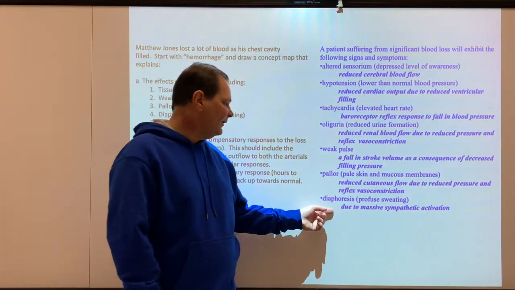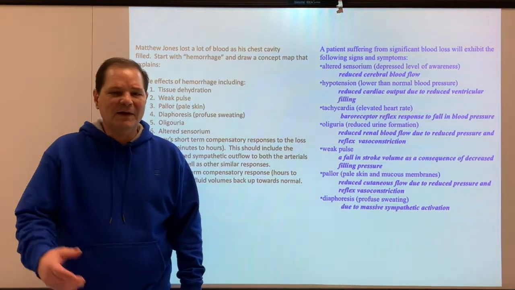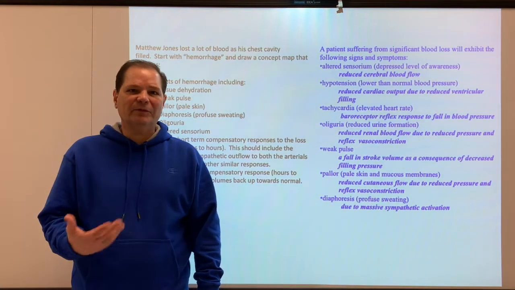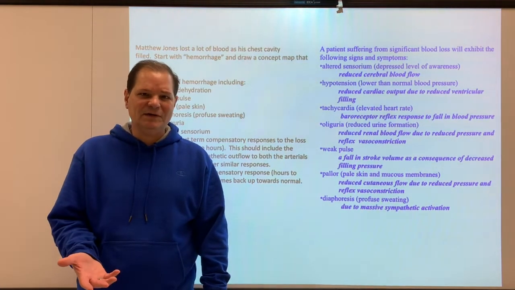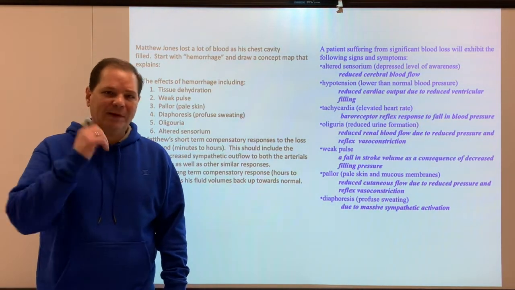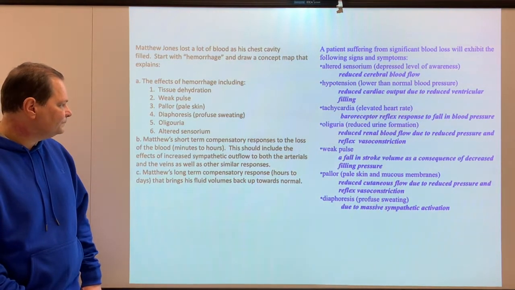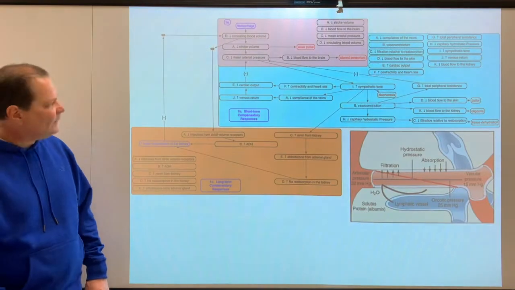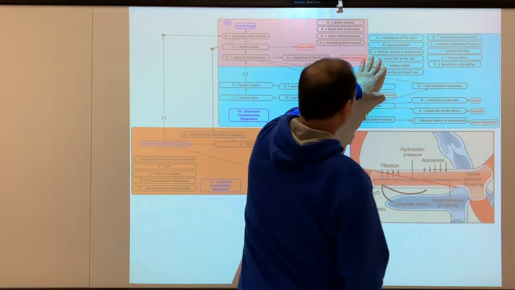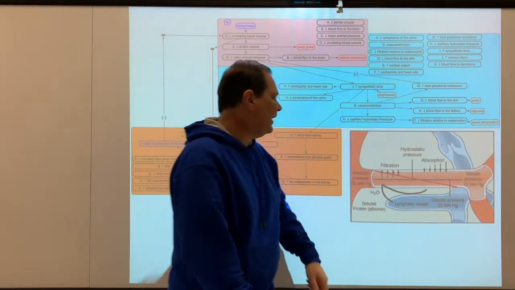We have diaphoresis, profuse sweating, again due to massive sympathetic activation. The sympathetic nervous system activates the sweat glands through sympathetic cholinergic activation. Our M3 receptors cause more sweating. You learned that in the last block. All right? So we can take a look at this concept map. I'm not going to take you all the way through it because I just explained all of these. The only one I want to highlight is tissue dehydration.